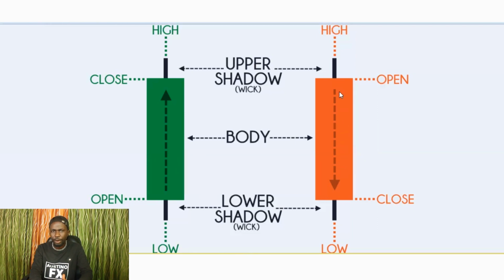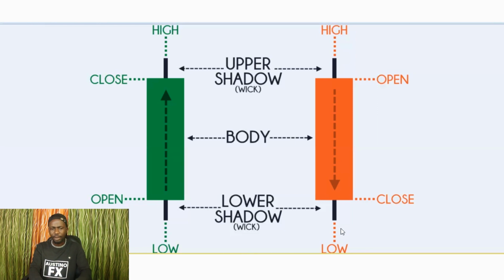If you see a long red candle with a very big body, small shadow at the top and small shadow below, it tells you that the sellers are active in the market. So this is how you can read the candlestick to know who is actually in control of the market, whether it's the buyers or the sellers.